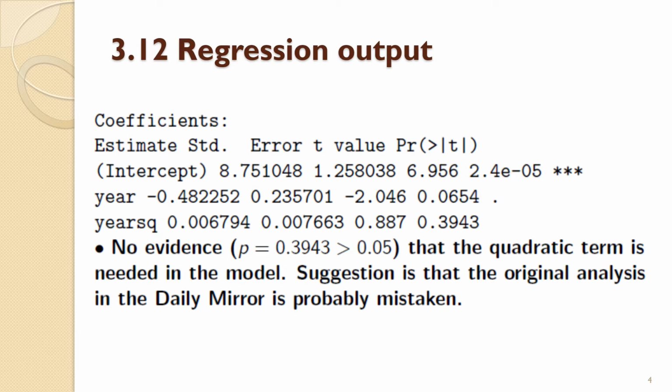Okay, but for the moment there seems to be some evidence that the quadratic term is not needed in the model, and alongside that the suggestion is probably that the original analysis in the Daily Mirror is mistaken. Okay, so a slightly dodgy data example, but if you're not careful you can make simple interpretation mistakes and publish them.